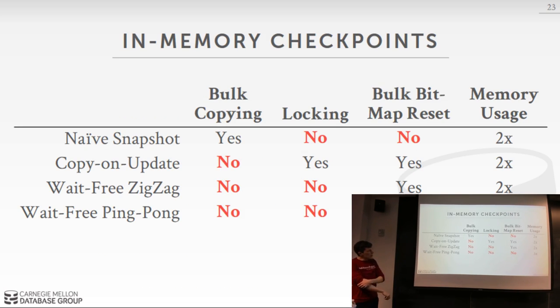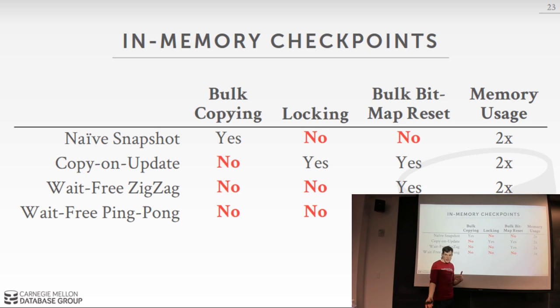So this table here is a sort of summary of all the different approaches we see. The main thing I'll point out is, in the case of memory usage, for the naive snapshots to copy on updates, it says they're 2x. But think of this as 2x in the worst case, right?